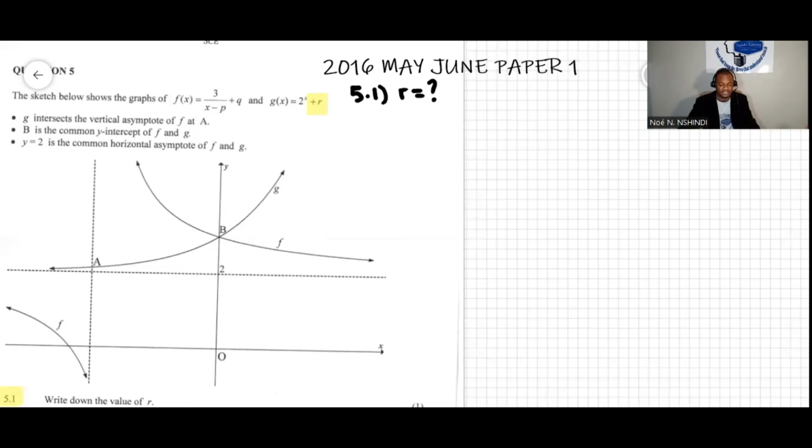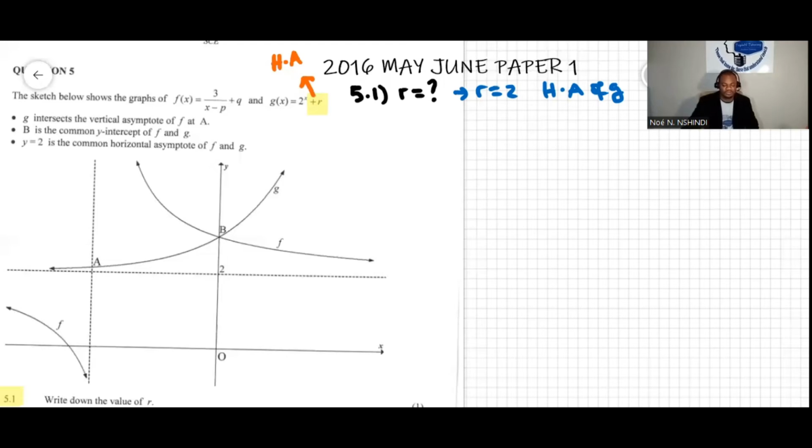We know that this is the horizontal asymptote of the exponential function. So we can see that the horizontal asymptote is over here. This is visible from the graph here, and it passes through these points too. Then we can just say r equal to 2, because it is the horizontal asymptote of g. The question also says that y equal to 2 is a common horizontal asymptote of f and g. So r is just equal to 2.